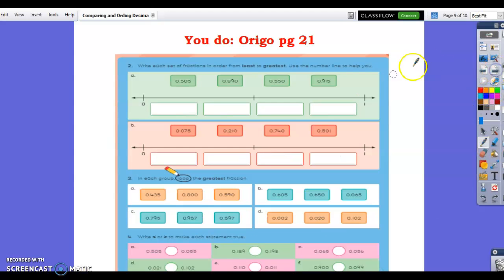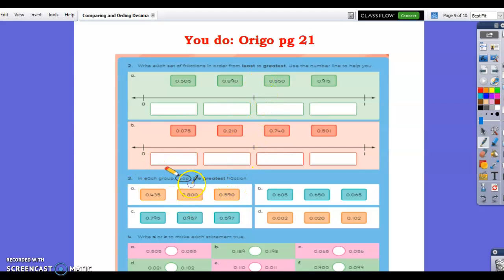And the next part is a you do. This is your independent practice where you are working on your own. It is on page 21. You are going to do the same thing. You're going to write the fraction sets in order from least to greatest. You can use the number line to plot to help you. These first two have your halfway point written, so you can do that.